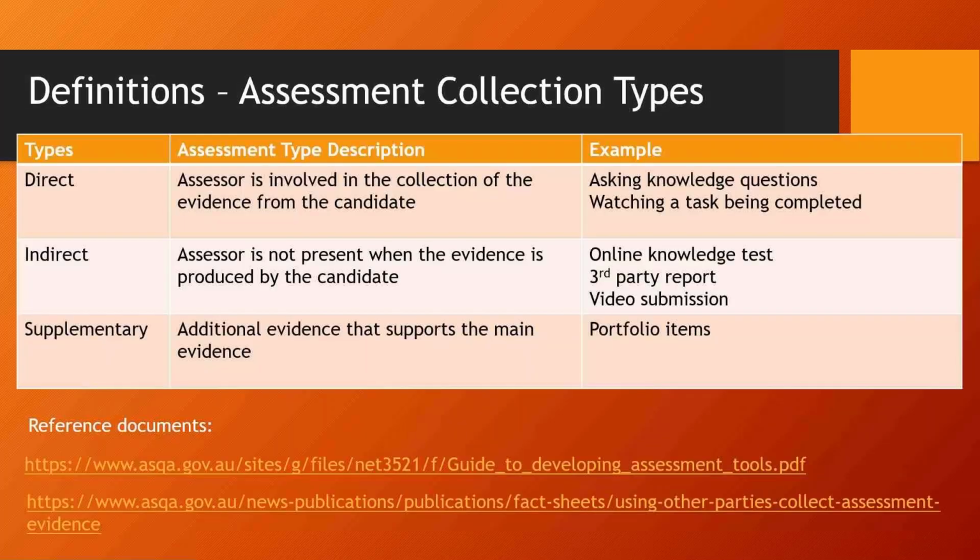There's also some definitions around the collection type, so the assessment collection type. And there's three that are commonly referred to. That's direct evidence, indirect evidence, and supplementary evidence. So remember, when we use the term evidence, we mean what is the physical output or physical item that you will collect during the assessment process that will allow you to then make that decision of competent or not yet competent. And you may have multiple forms of evidence for one unit of competency.